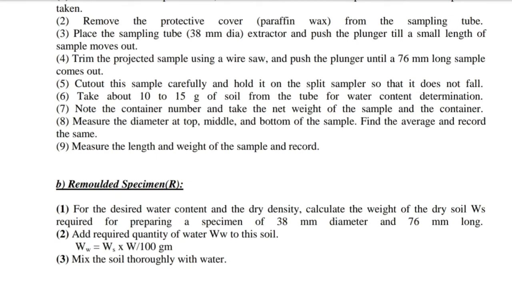B. Remolded specimen. 1. For the desired water content and the dry density, calculate the weight of the dry soil Ws required for preparing a specimen of 38 mm diameter and 76 mm long. 2. Add the required quantity of water Ww to this soil. Ww is equal to Ws times w divided by 100 gram. 3. Mix the soil thoroughly with water.